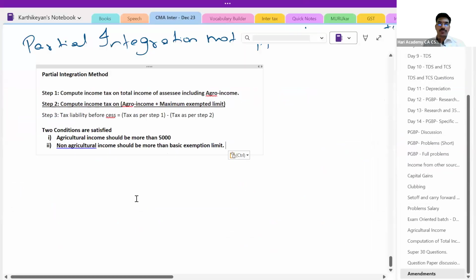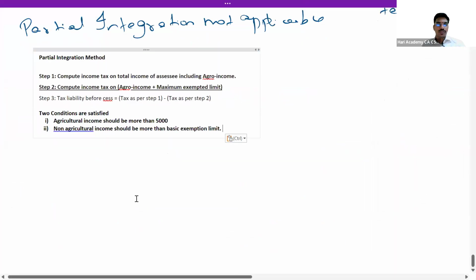This is the partial integration method. First, we have to compute the total income and compute the income tax on total income without including agricultural income. What is going to be the total tax liability? And the second point, we have to compute the income tax on agri income and the maximum basic exemption limit. The first step and the second step will let you know what your tax liability is.